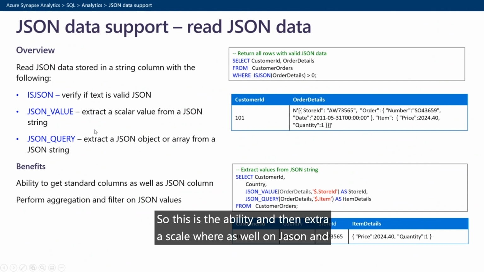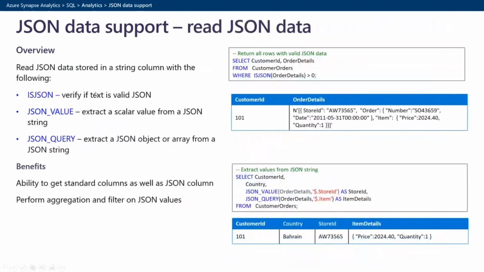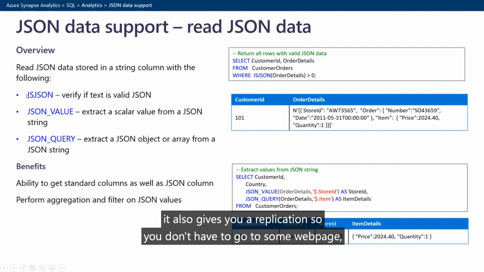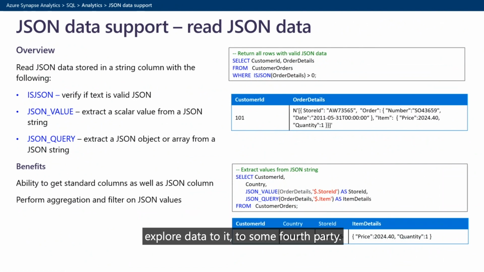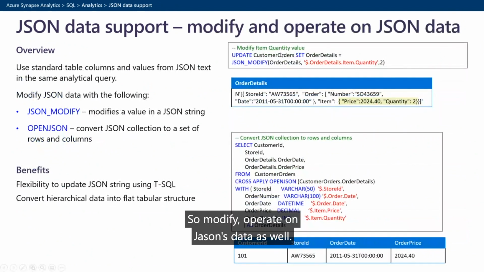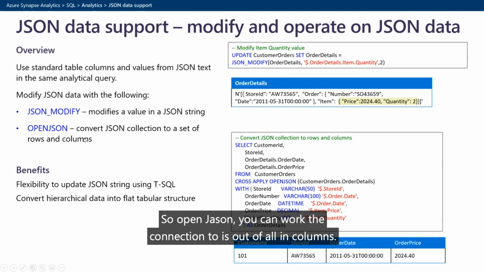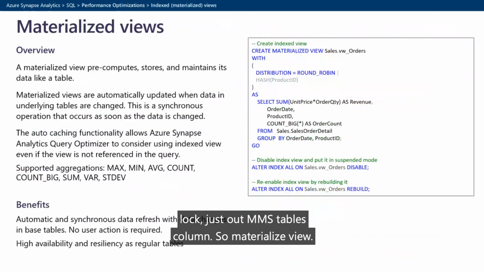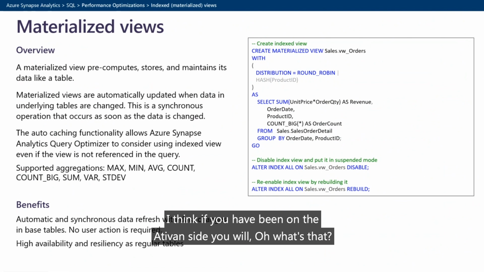So this is the beauty, and you can extract a scalar value from JSON as well. It also gives you validation, so you don't have to go to some web page or export the data to some third party. You can do even the JSON validation within Azure Synapse. You can also modify or operate on JSON data. With OPENJSON, you convert the collection to a set of rows and columns. It's really useful, especially if you have this kind of new data type, not just RDBMS tables and columns. So materialized views, I think if you have been on the RDBMS side, you will know what that is.